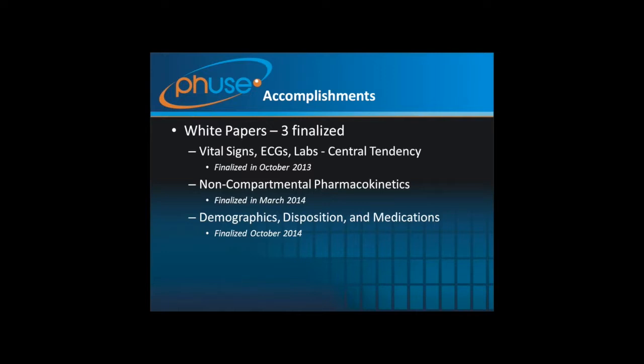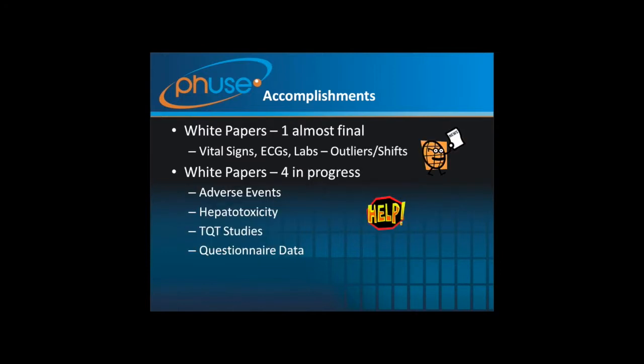So on the white papers project team, we have 3 white papers that have been finalized. So one on vital signs, ECGs, and labs, the central tendency portion of that, a PK white paper, and a white paper on demographics, disposition, and medications. And we have another white paper that is almost final, and that's the other half of vital signs, ECGs, and labs, looking at outliers and shifts.